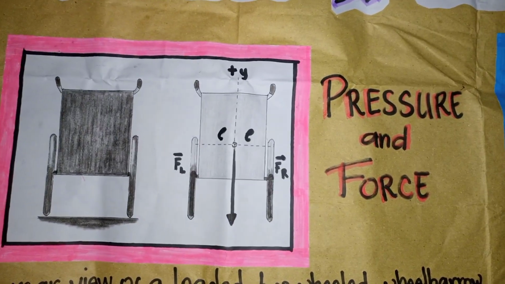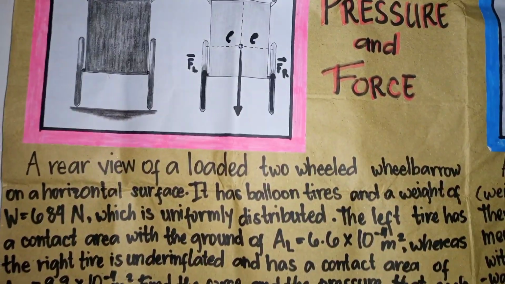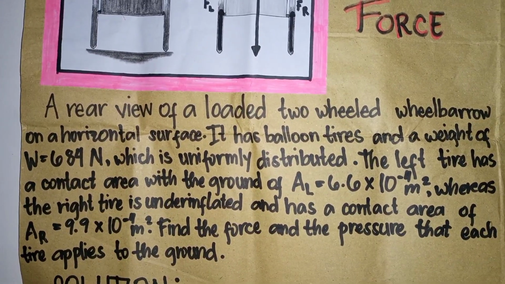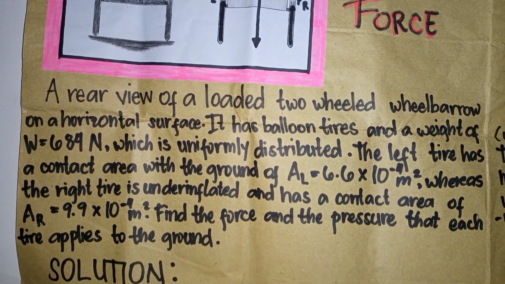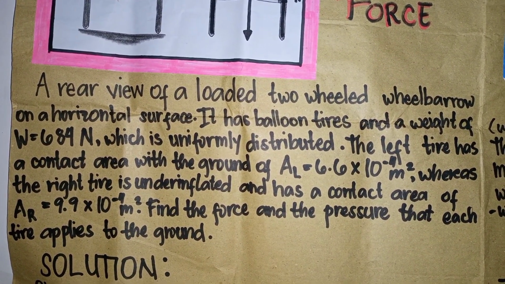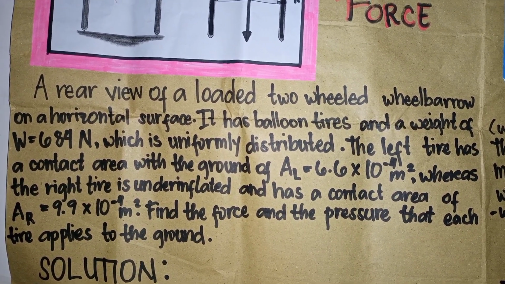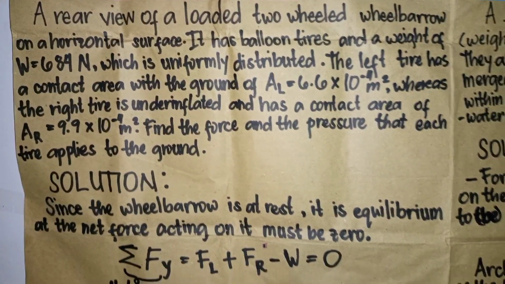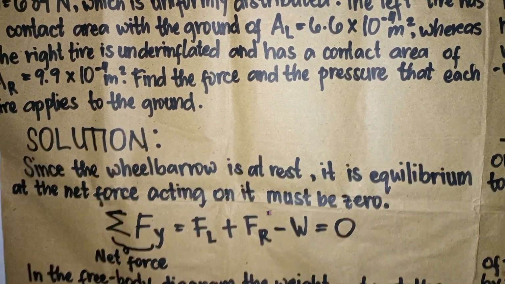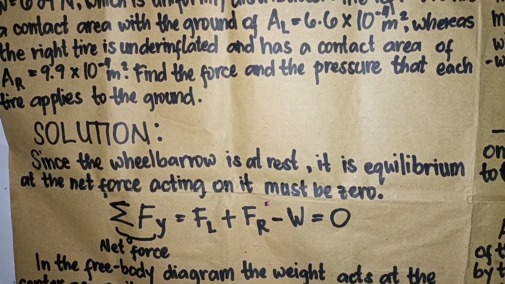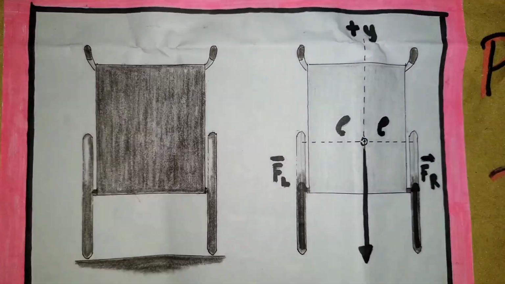Pressure and force. A rear view of a loaded two-wheeled wheelbarrow on a horizontal surface. It has balloon tires and a weight of 684 Newton, which is uniformly distributed. The left tire has a contact area with the ground of area left 6.6 times 10 to the negative 4 power m squared, whereas the right tire is underinflated and has a contact area of area right 9.9 times 10 to the negative 4 power m squared. Find the force and the pressure that each tire applies to the ground.